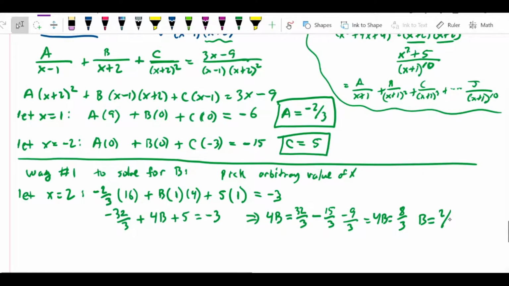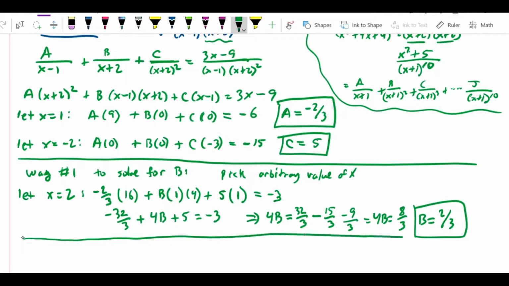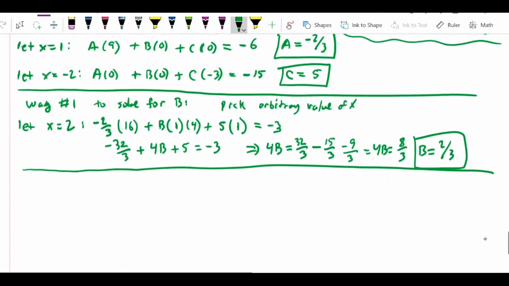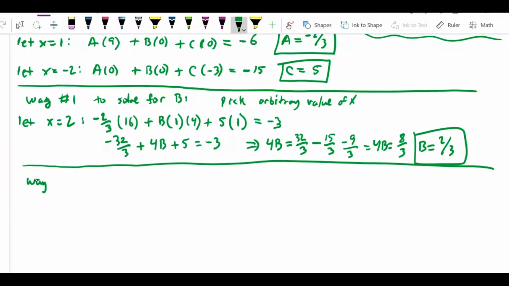Write that a little neater. So that's one way that you can solve for b. It's not really my preferred way of solving for b. Let me show you what I think is the better one. Way number 2 is group by powers of x.